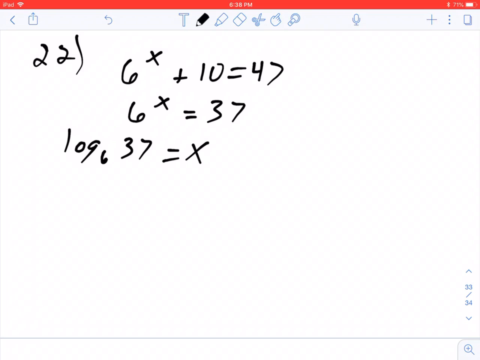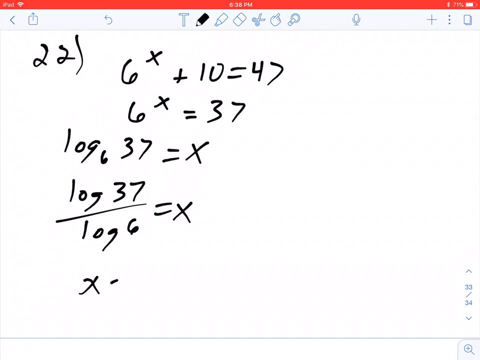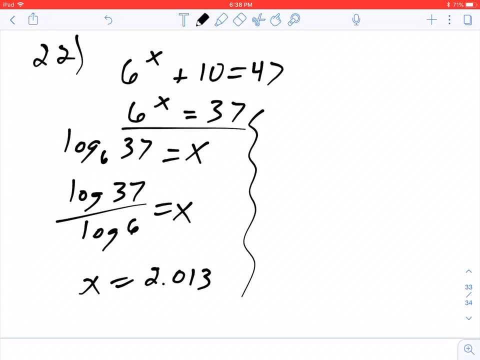Now, they did ask you to approximate to 3 decimal places. So in order to type that into your calculator, you're going to need to use the change of base formula, which is log of 37 divided by log of 6 equals x. Now, when you do that, if you give me one moment to type that into my calculator, you get 2.013.